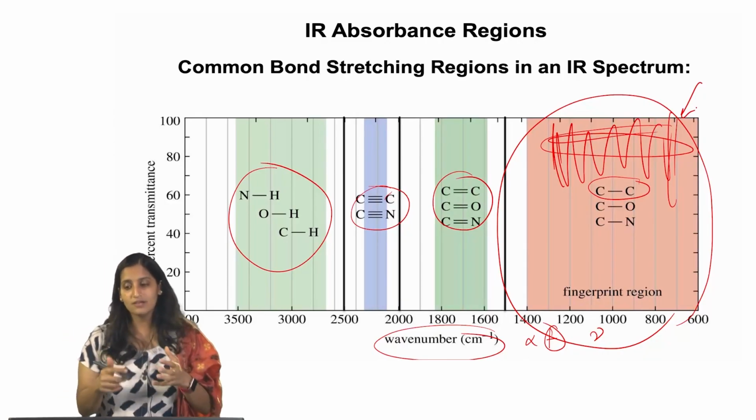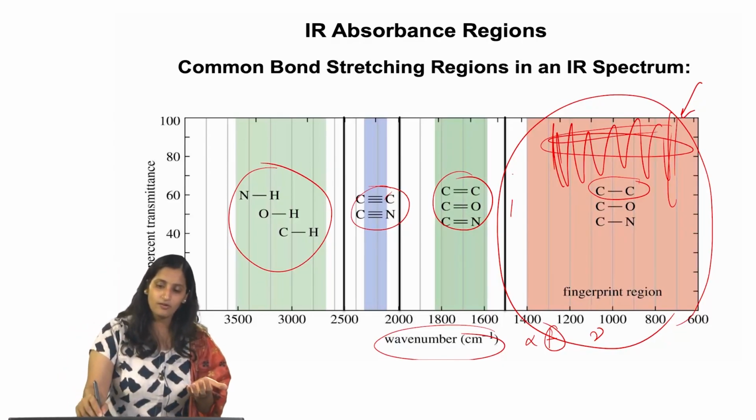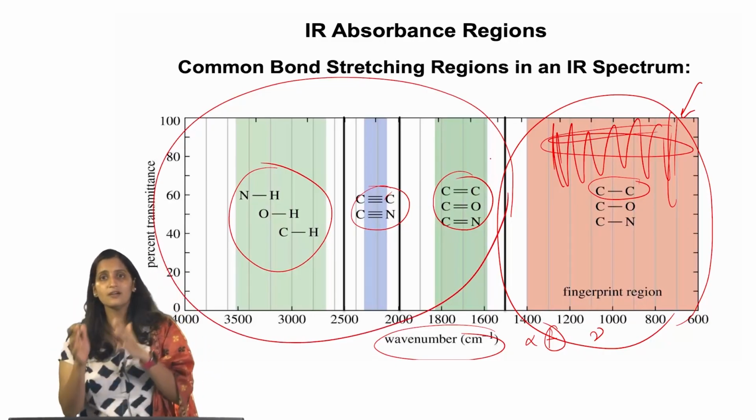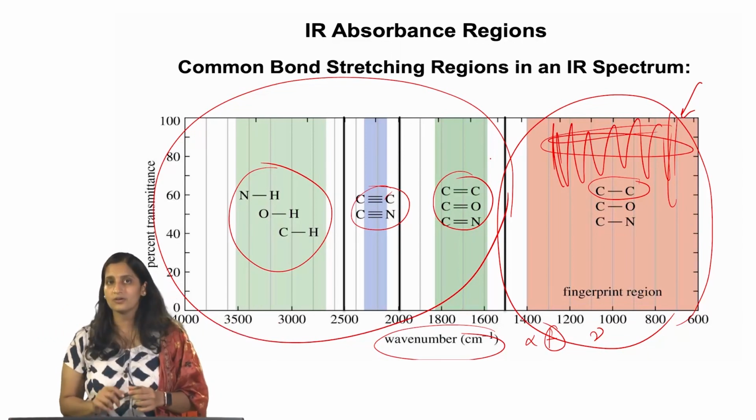Okay. And that is why when people want to figure out if you have formed a particular functional group, they always rely on this side of the IR spectrum. They always rely from 1600 or rather 1400 onwards to 4000 and try to figure out the functional groups.